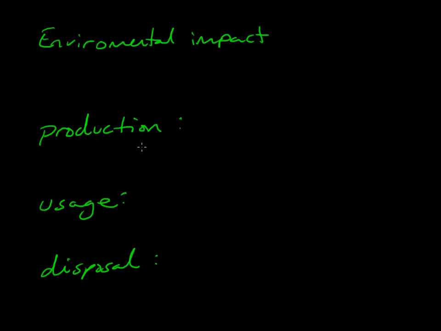So if we look first of all at the production of computer systems, computers themselves have components which are rare. There's a number of rare metals which are included in them, and there's a number of raw materials, standard metals and plastics, which all use up resources of the world.